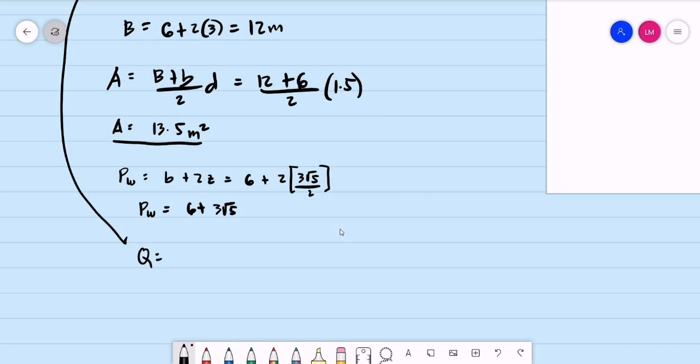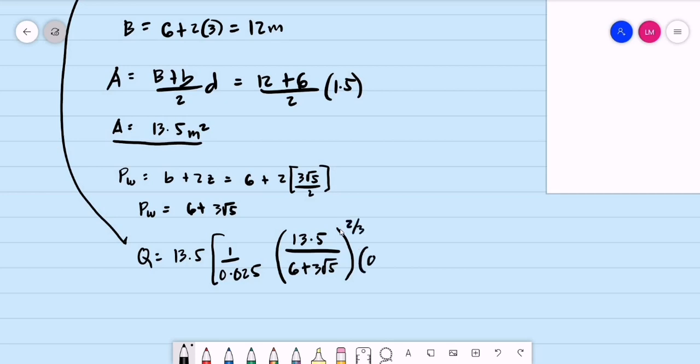What is our area? That is area equal to 13.5. This is multiplied by 1 over the roughness coefficient, which is 0.025. The hydraulic radius is the area, 13.5, divided by the wetted perimeter, so we have 6 plus 3 square root of 5. This value will be raised to 2 over 3. Our hydraulic slope is 0.002. This is raised to 1/2. So all you have to do is compute for the value.